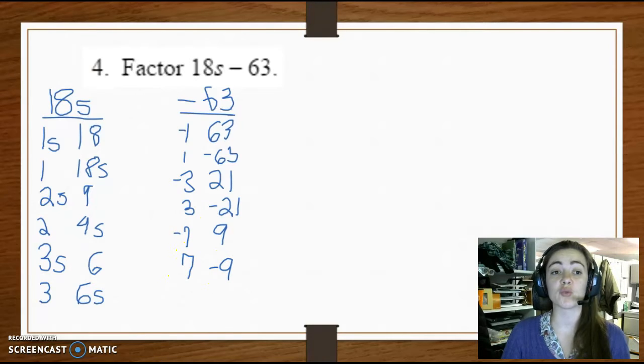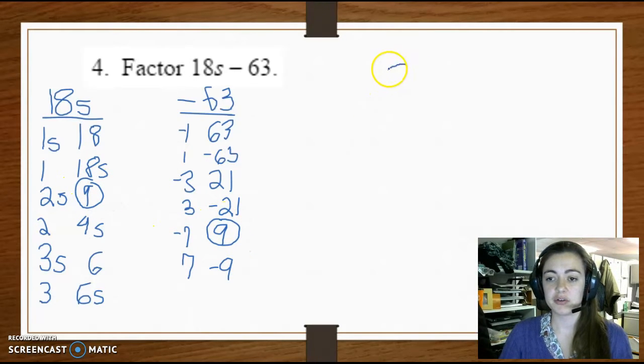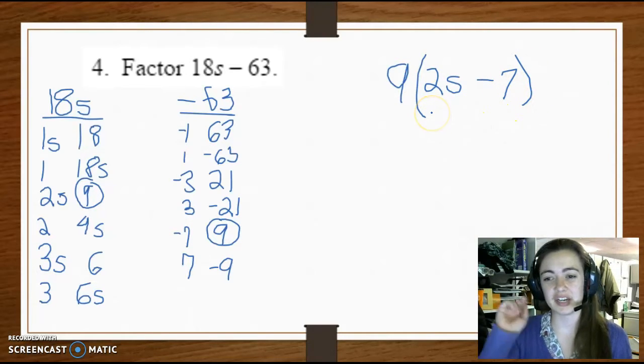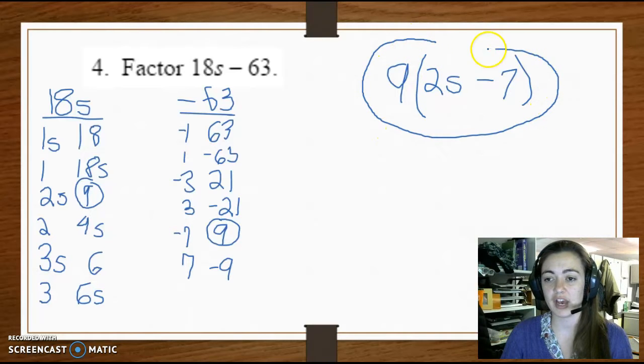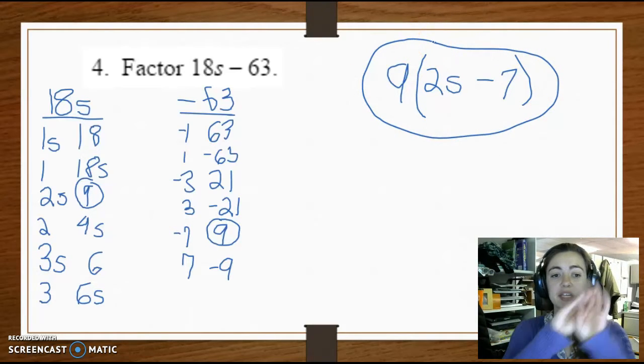Now you're looking for the greatest common factor. What's the largest number that they each have in common? I see 9, so that's what we're going to factor out. We're going to say 9 multiplied by 2s, that's the factor pair for 18s, minus 7, because that's the factor pair for negative 63. Just to confirm, 9 times 2s is 18s, and 9 times negative 7 is negative 63. So this is our final answer for factoring. We have two terms that when multiplied together get to our original.